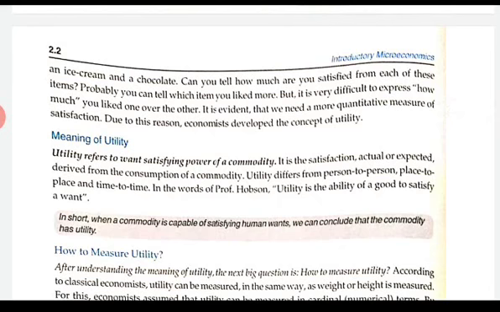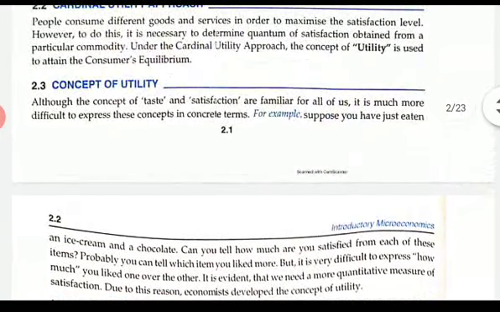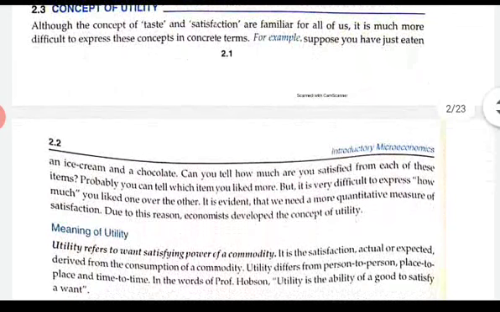Although the concepts of tastes and preferences are familiar to all of us, it is much more difficult to express the concept in concrete terms, isn't it? For example, if you are consuming ice cream or a chocolate, can you tell how much satisfied you are from each of these items? Probably you can't tell how much. It is difficult to express, isn't it? Due to this reason, the economists developed the concept of utility.